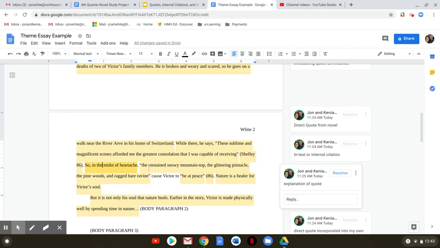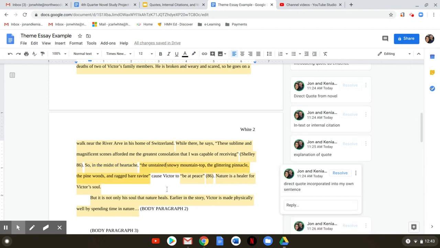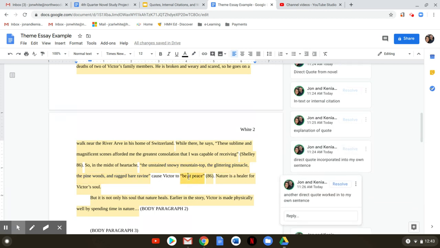And I actually use another quote to help explain this. And you'll see how I work this quote into my sentence. So, in the midst of heartache, here's another little bit of quoted text. The "unstained snowy mountaintop, the glittering pinnacle, the pine woods, and ragged bare ravine" cause Victor to be at peace.